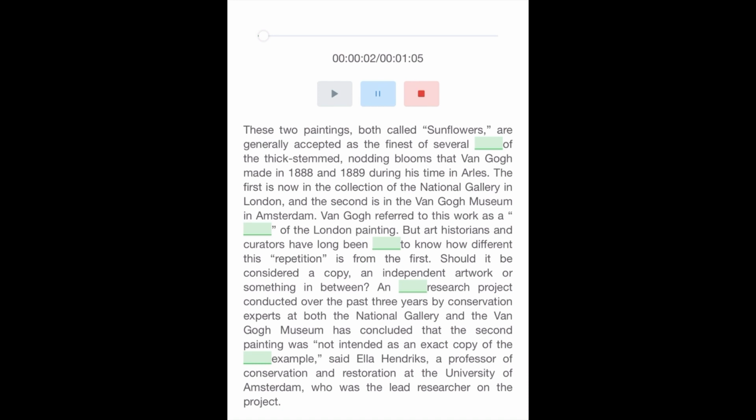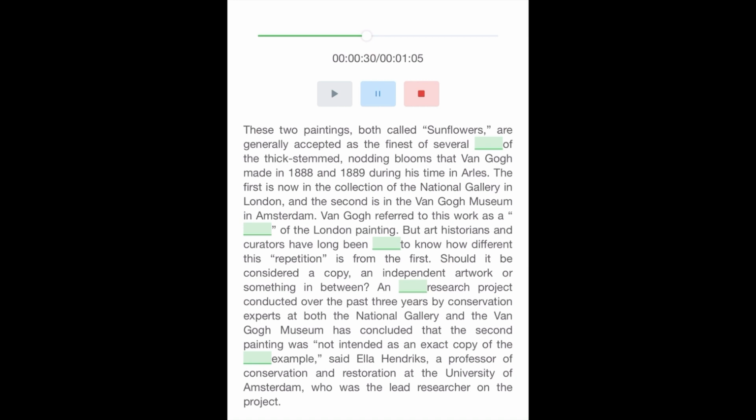These two paintings, both called Sunflowers, are generally accepted as the finest of several depictions of the thick-stemmed, nodding blooms that Van Gogh made in 1888 and 1889 during his time in Arles. The first is now in the collection of the National Gallery in London, and the second is in the Van Gogh Museum in Amsterdam. Van Gogh referred to this work as a repetition of the London painting.